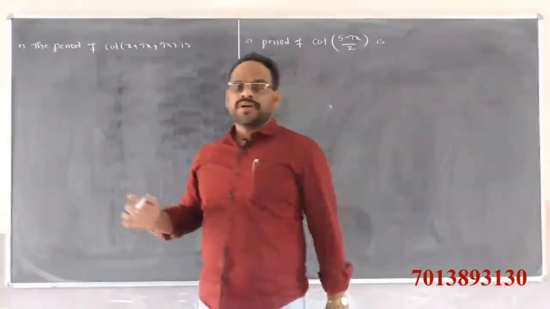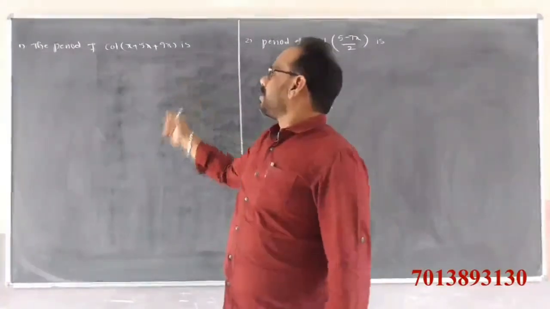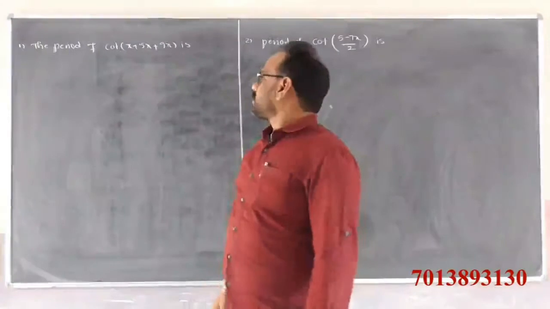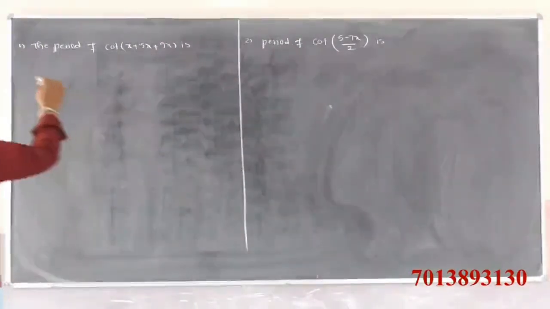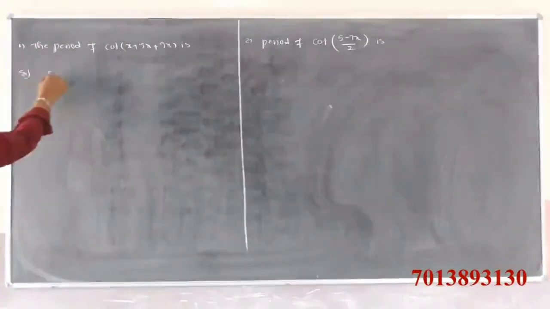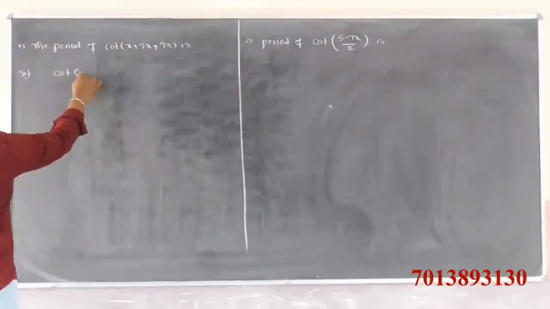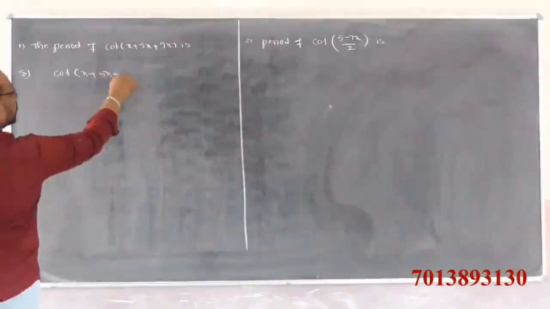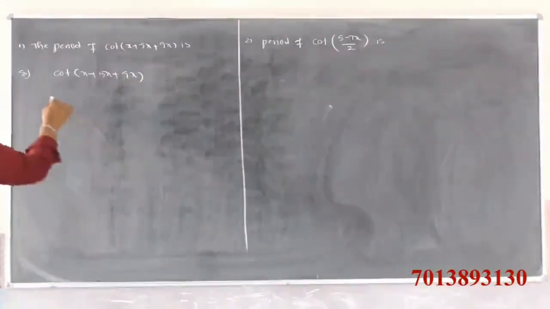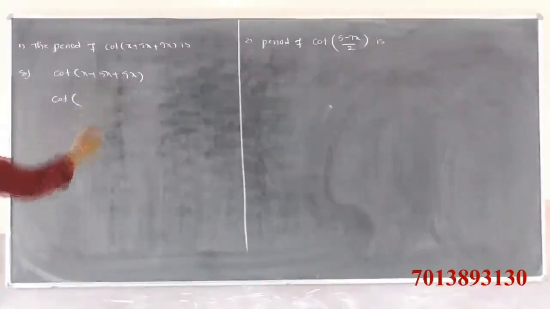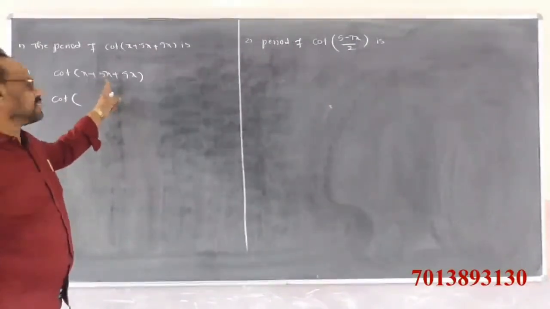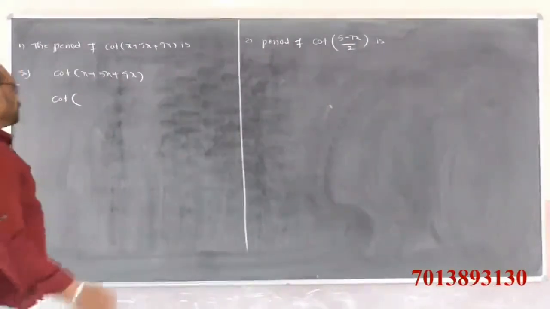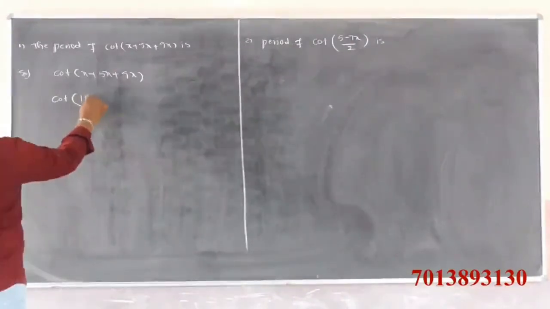The first problem: the period of cot x plus 5x plus 9x is? We want the period of this function. So here we have cot x plus 5x plus 9x. Clearly, these are like terms. x plus 5x is clearly 6x, and 6x plus 9x gives us 15x.